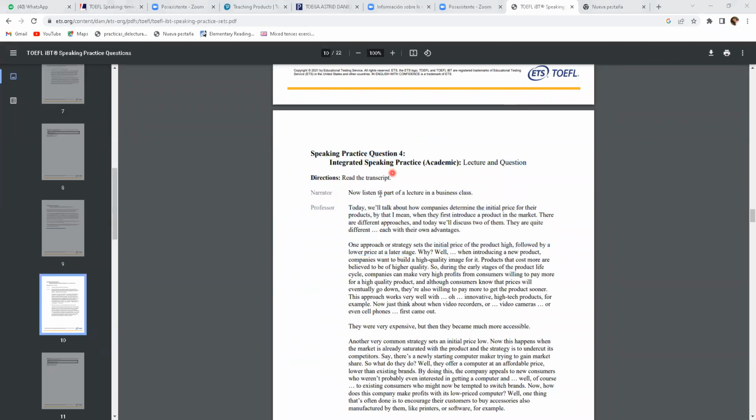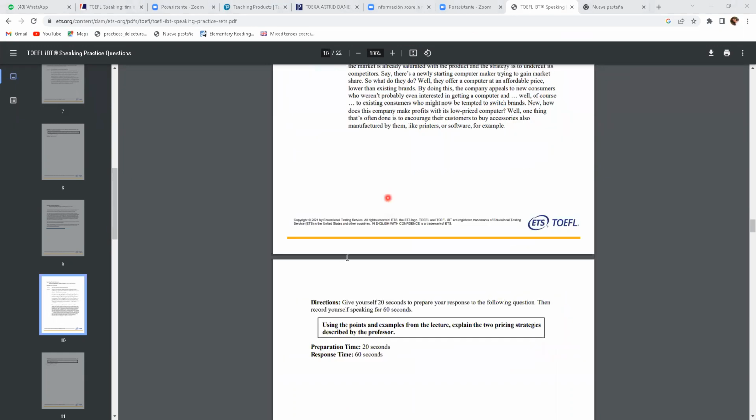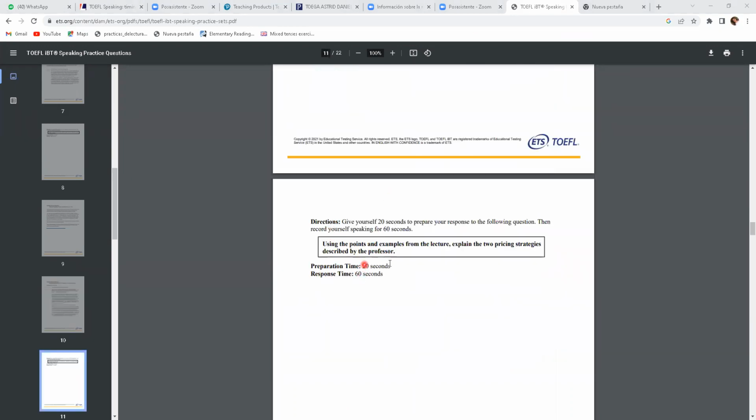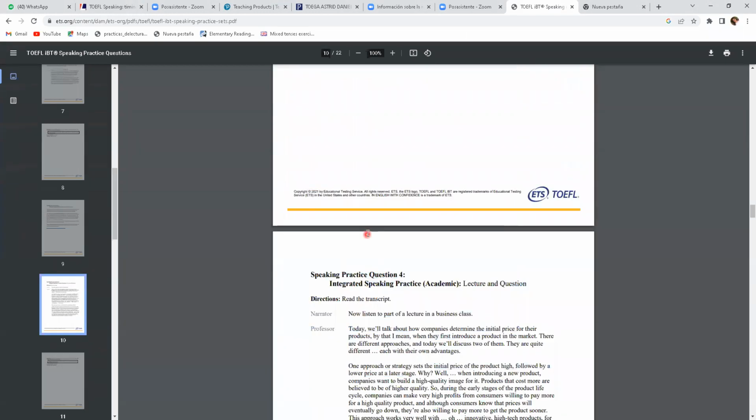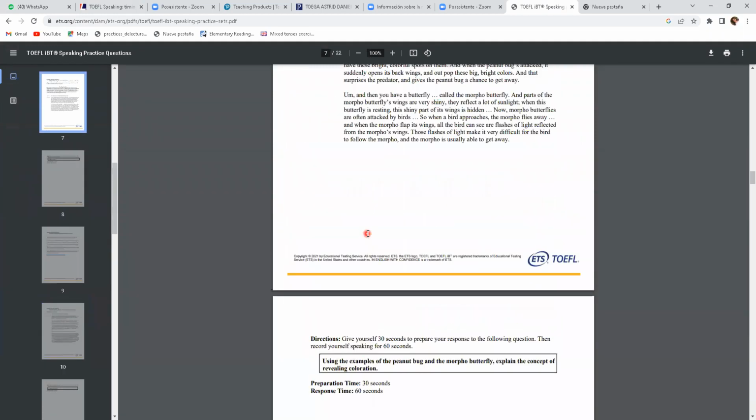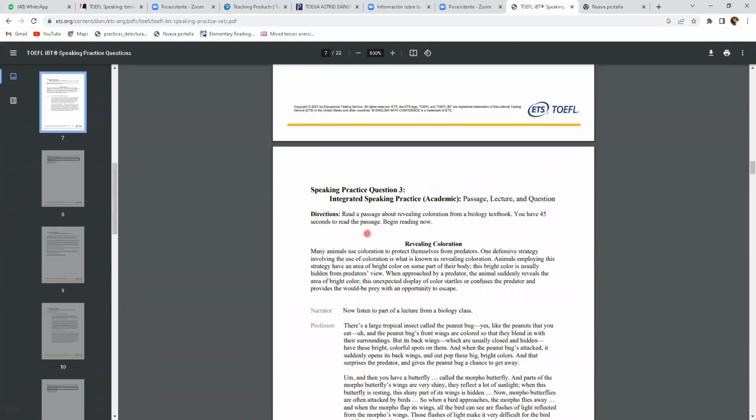Yes, yes. Okay. Y esto va a ser básicamente, ya te van a dar 20 segundos para preparar y 60 segundos para responder. Entonces ya es un poquito más tedioso. Estas son las integrated questions. Are those questions that are academic, ¿ok? Esas son académicas.